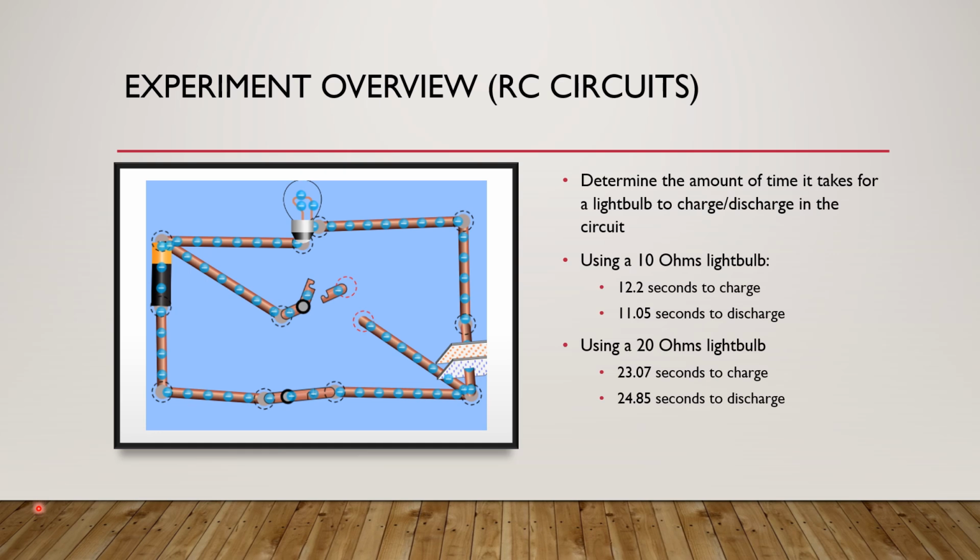Moving on to RC circuits. In this section, we had to determine the amount of time it takes for a light bulb to charge and discharge in the circuit. Using a 10 ohm light bulb, it took 12.2 seconds to charge and 11.05 seconds to discharge. Using the 20 ohm light bulb, it took 23.07 seconds to charge and 24.85 seconds to discharge.